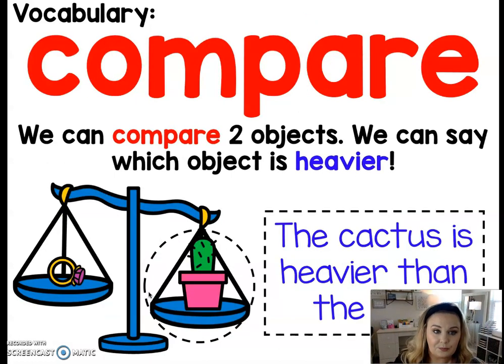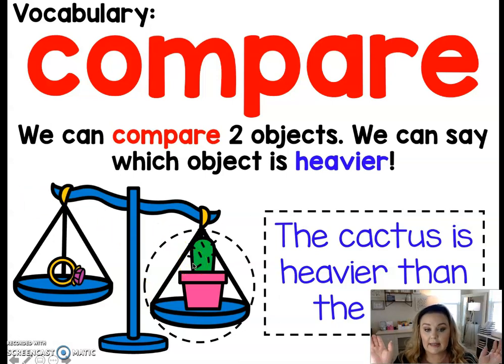holding it down. And we can also compare, just like we were comparing with our height and our length last week, we can compare two objects. We can say which object is heavier. If you look at the scale right here, you can see that the cactus is going down lower. The cactus is heavier than the ring.